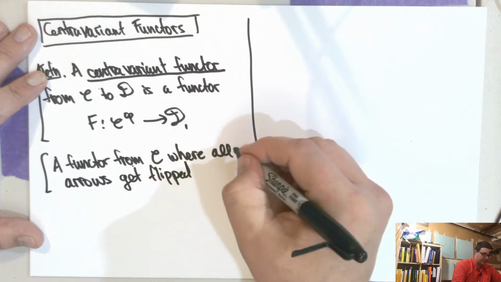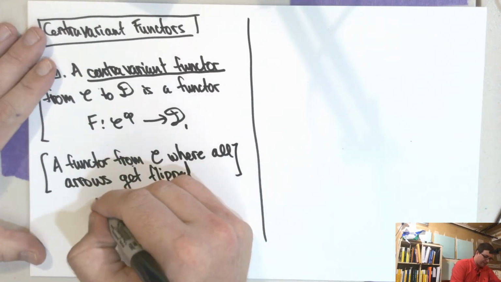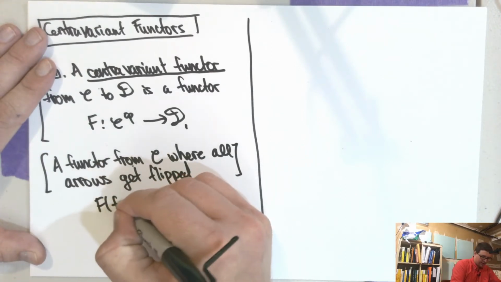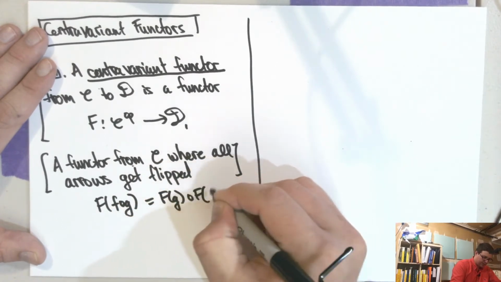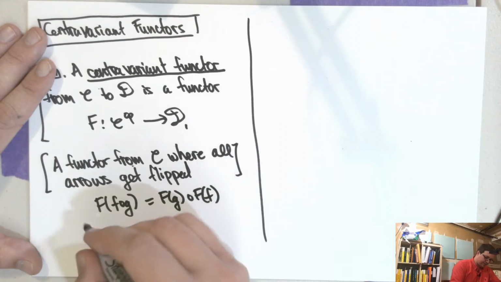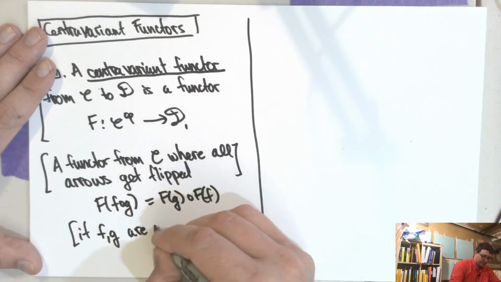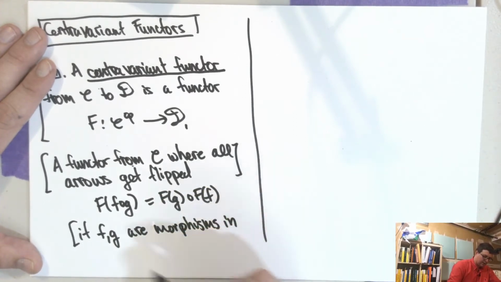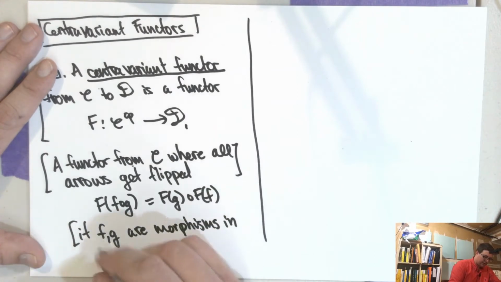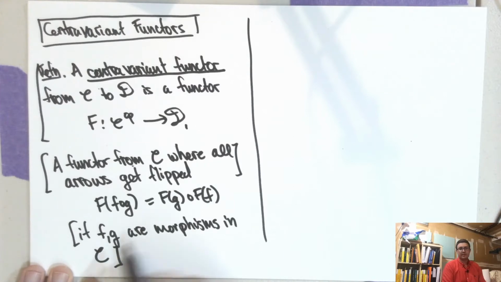So the composition goes backwards: F of f composed with g is F of g composed with F of f, if f and g are morphisms in C, not C op. So this is for morphisms in C. Okay, so that's what a contravariant functor is.